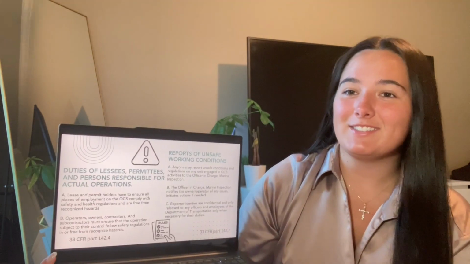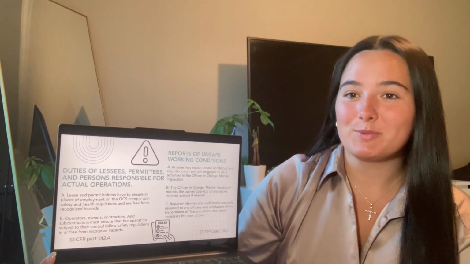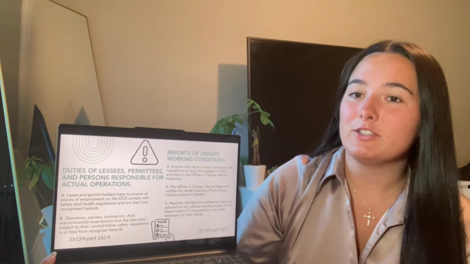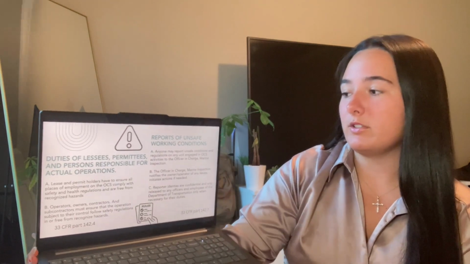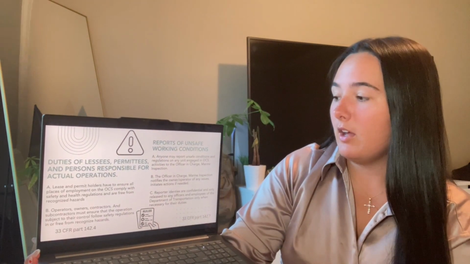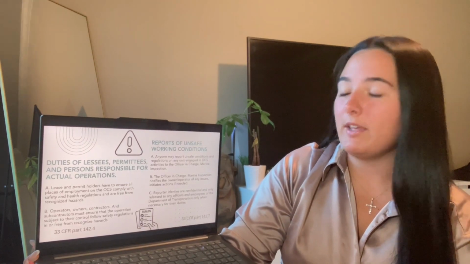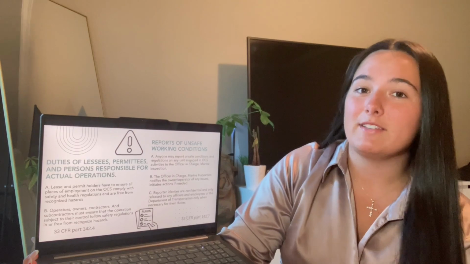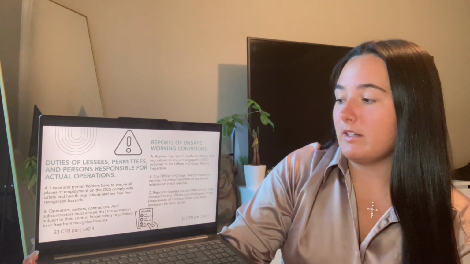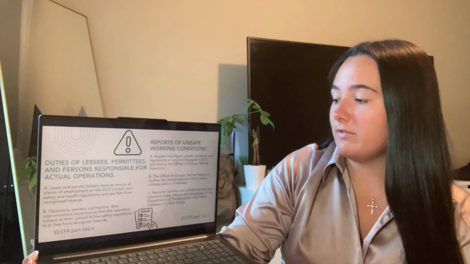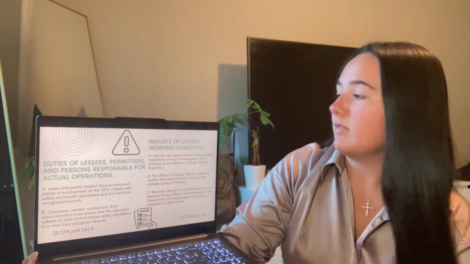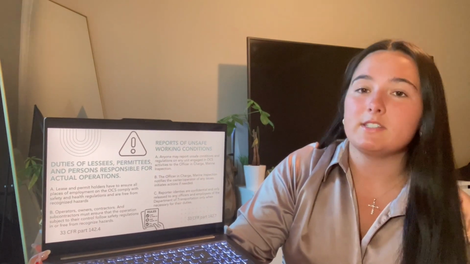The first subpart is general. The purpose of this is to promote workplace safety and health. The first one is duties of lessees, permits, and persons responsible. For A, you have to make sure that the lease and permit holders ensure all places of employment comply with the safety and health regulations of the OCS. Part B, the owners and operators have to make sure that they ensure all of their responsibility and control subject to follow safety regulations.